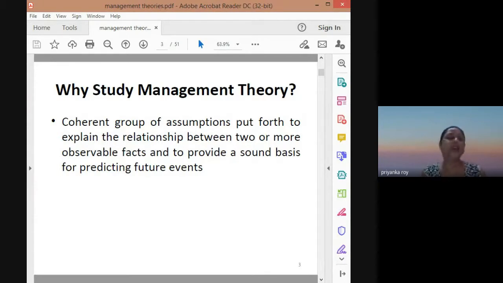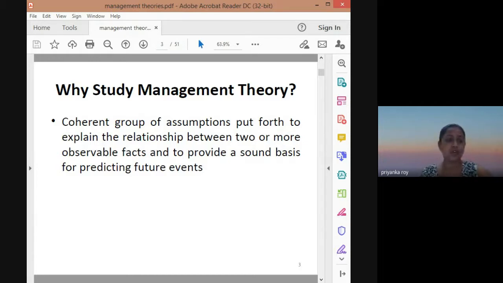Today, good morning. We are going to learn in Principles of Management the management theories. So, why study management theory? Because a coherent group of assumptions puts forth explanations of the relationship between two or more observable facts and provides a sound basis for predicting the future.